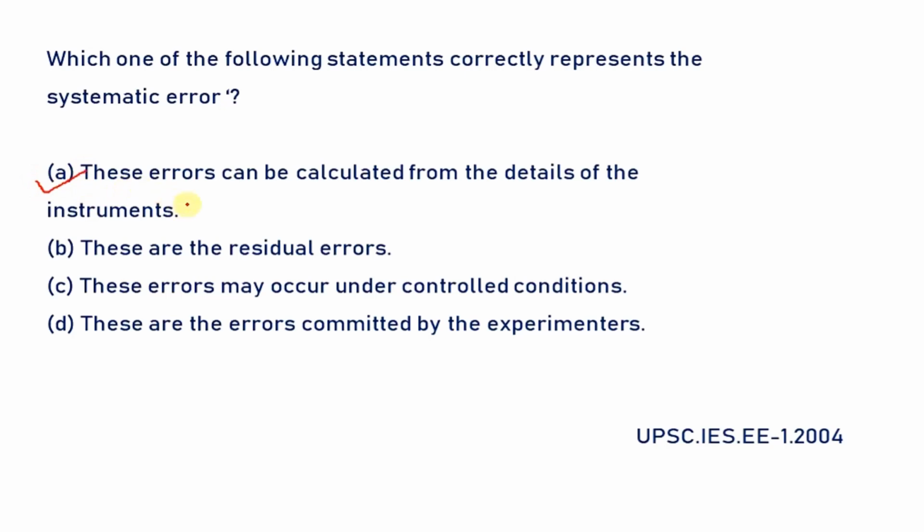These errors can be calculated from the details of the instrument. This is not the correct option. This is not the residual error. These errors may occur under control condition. No, this is not the correct option. These are the errors committed by experimenters. No, this is again called the gross error, which is done by human beings only.